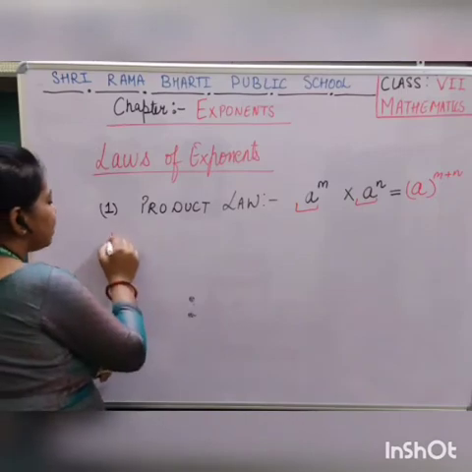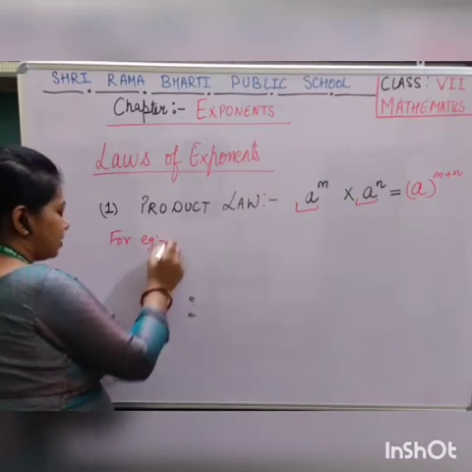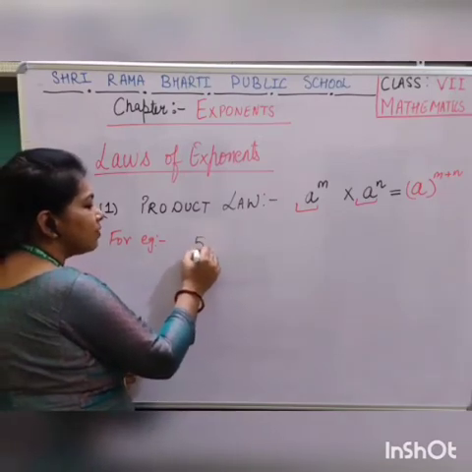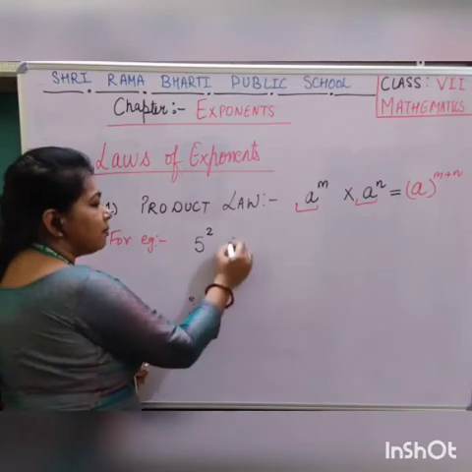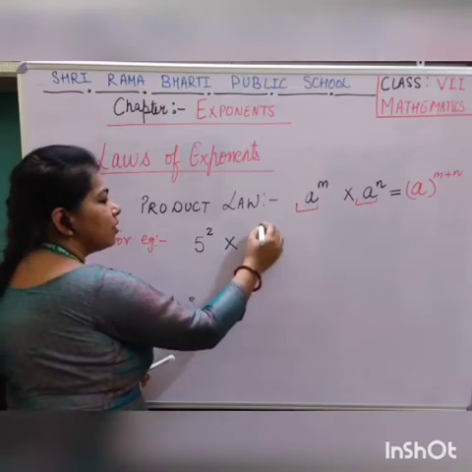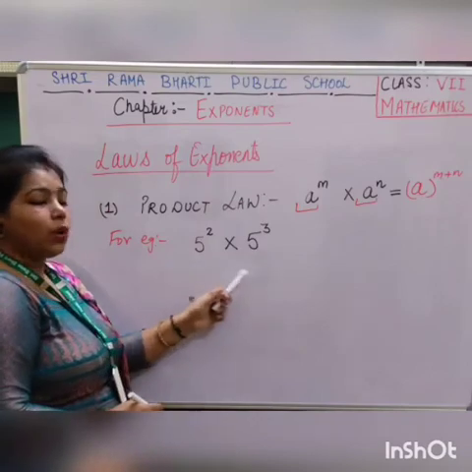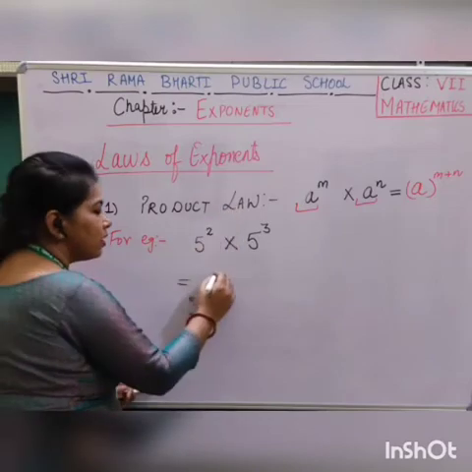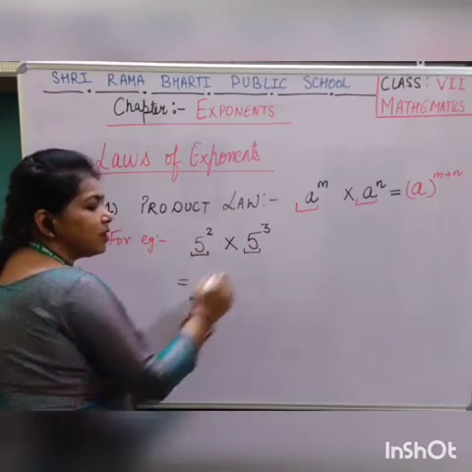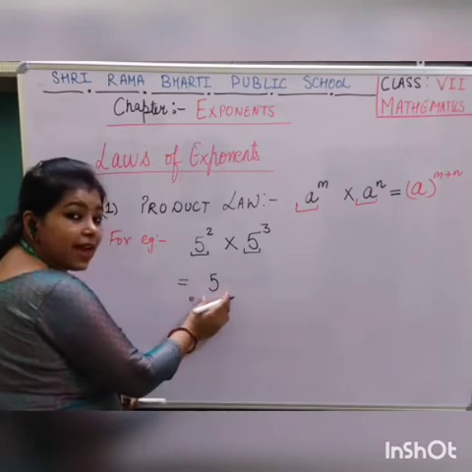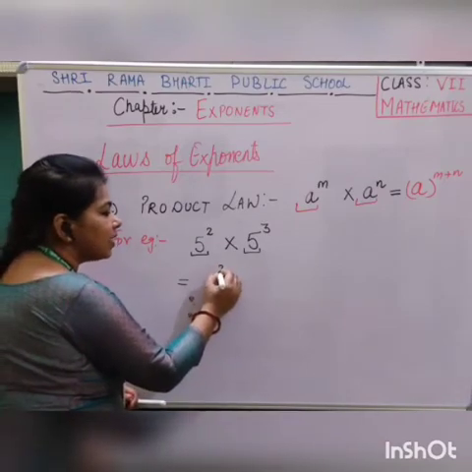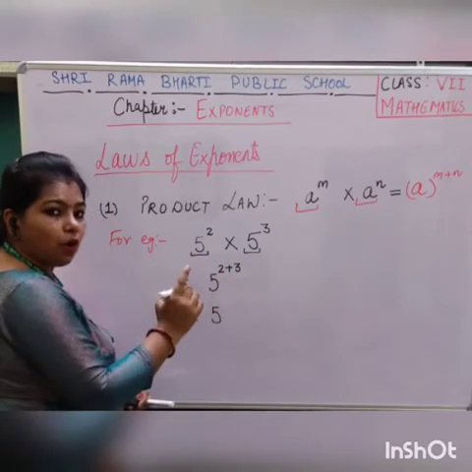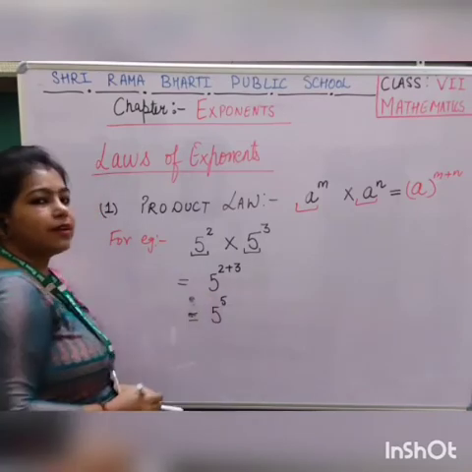I'll show you this by example. Look at this example. Let's suppose we have the number 5 raised to the power 2 multiply 5 raised to the power 3. So, what it will become equal to by using product law? Since the bases are same here, we can write 5 as single base and their power will get added. So the answer will become in exponential form 5 raised to the power 5.